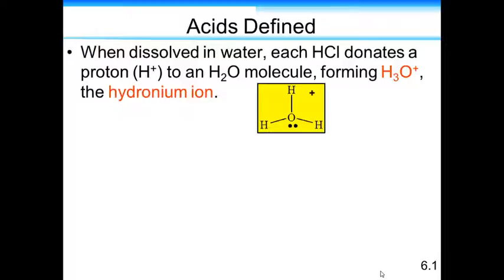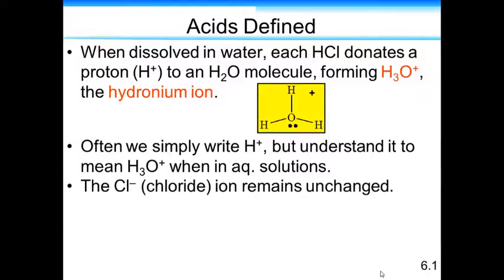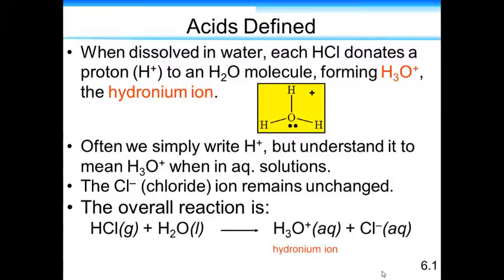Generally speaking, whenever we talk about acids and bases in solution, we're talking about in water. Frequently, we may write H+, but understand that in solution, it's actually H3O+. The Cl- just kind of floats around, interacting with water molecules through slight attractions, but that's not too critical. It's the hydronium ion or the proton that makes a solution acidic. So this is what the actual reaction looks like, forming the hydronium ion.